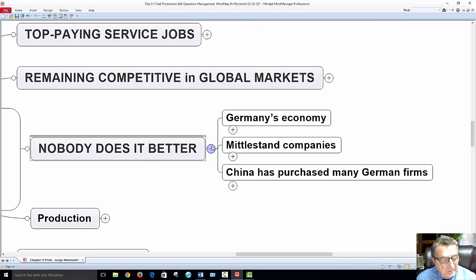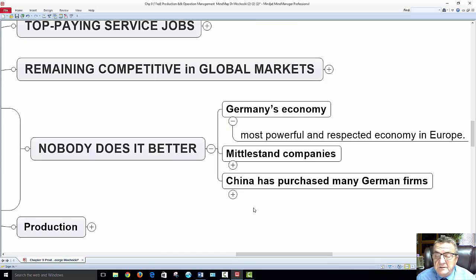And they use Germany. Remember when you're doing benchmarking, we talked about last time? Germany's economy is number one, the strongest, most powerful and respected economy in Europe. Remember, they went through a downfall. They rebuilt, as in Japan. They lost everything else, but they had no place else to go from there. Everything was destroyed.